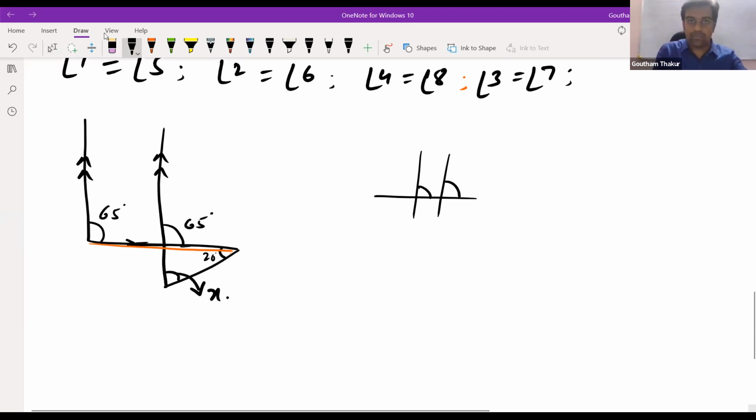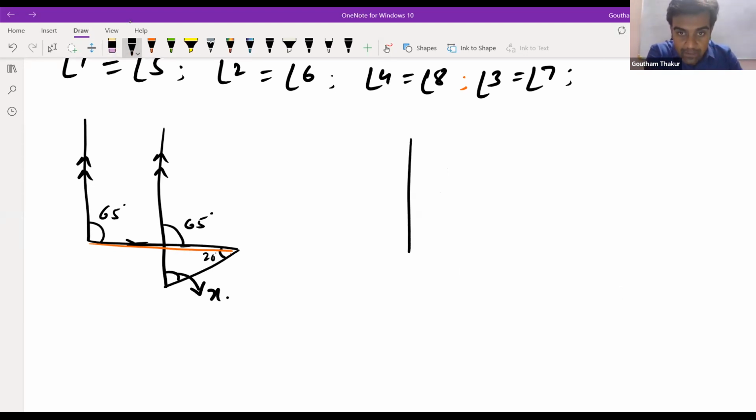There is one more concept hidden in this triangle part. For the same problem, concentrate carefully. There are two methods to solve this. Now let me take only this particular part. I know that this is 65 degrees, I know this angle is 20, and I need to calculate this angle as x.